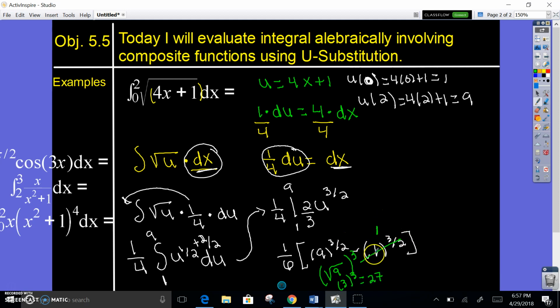Okay, so we're going to have 27 minus 1. But don't forget, you got a 1/6 here. So we're going to multiply that by 27 minus 1, which is 26. And so you can reduce this obviously by 2. So you end up with 13 over 3 as your final answer.